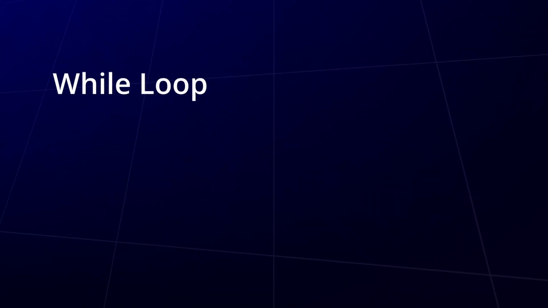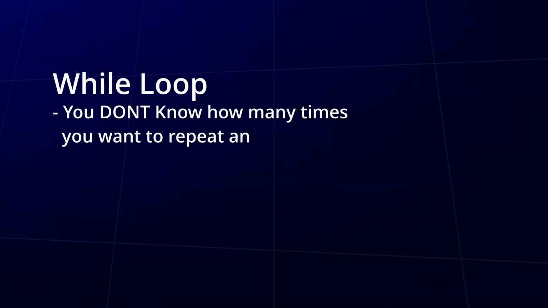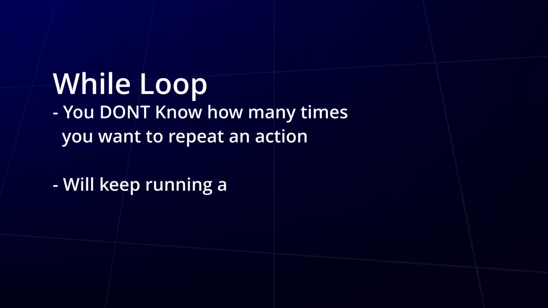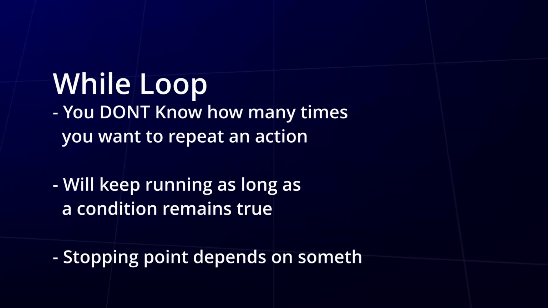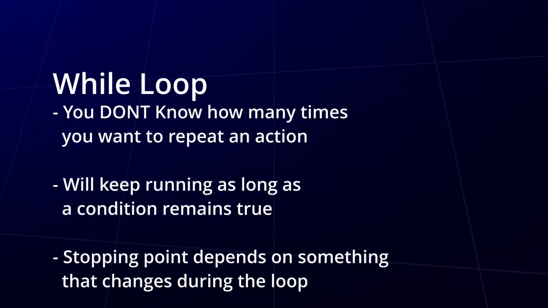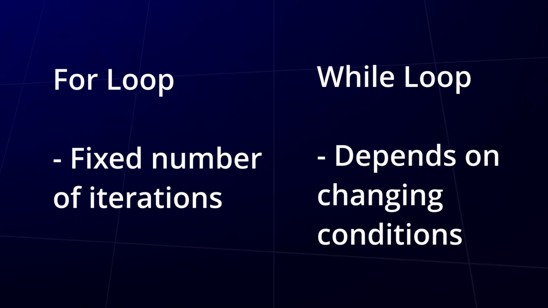On the other hand, a while loop is more flexible. It's used when you don't know exactly how many times an action will need to be repeated. The loop will keep running as long as a condition remains true. This makes it especially useful for scenarios where the stopping point depends on something that changes during the loop. In short, use a for loop when you have a known, fixed number of iterations, and use a while loop when the number of iterations depends on changing conditions.